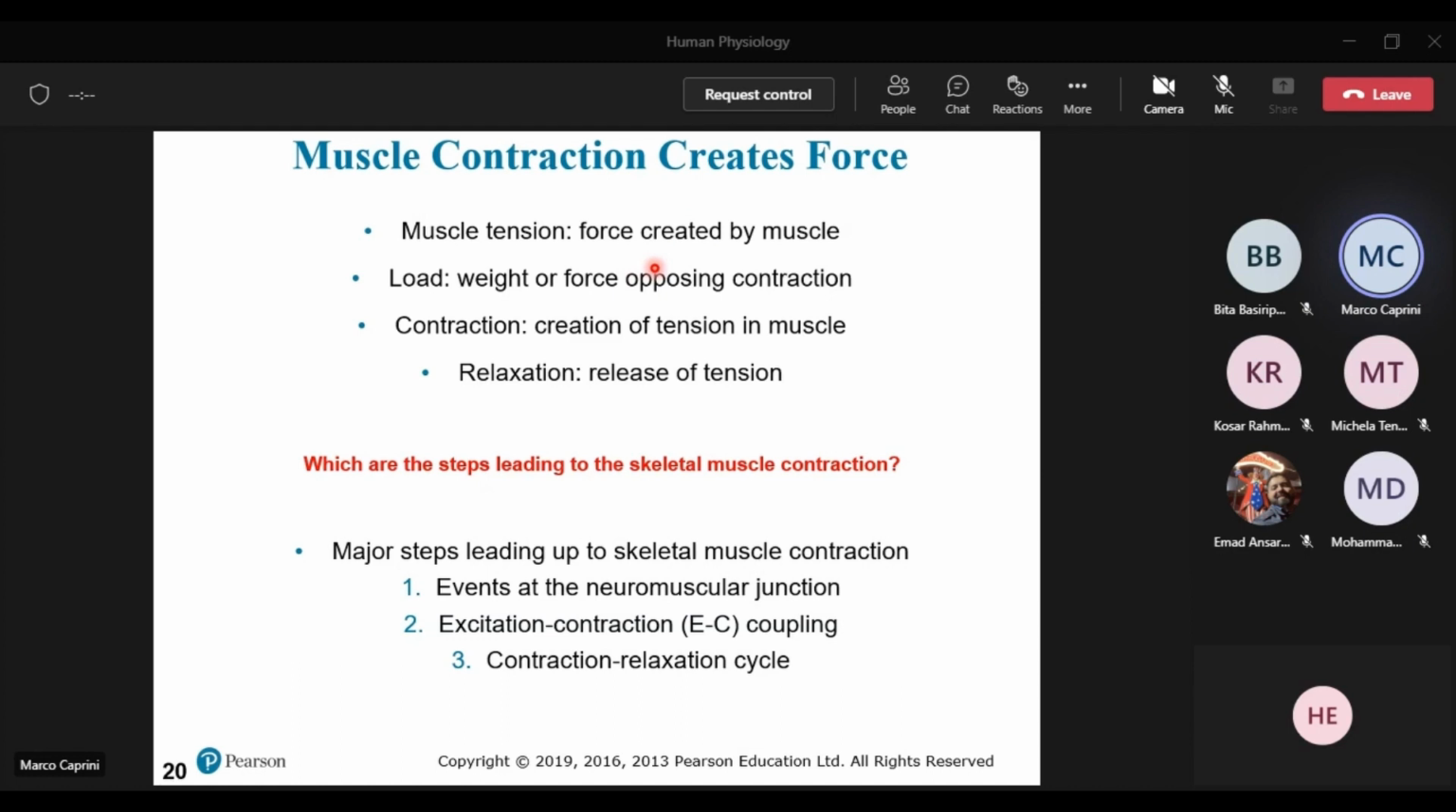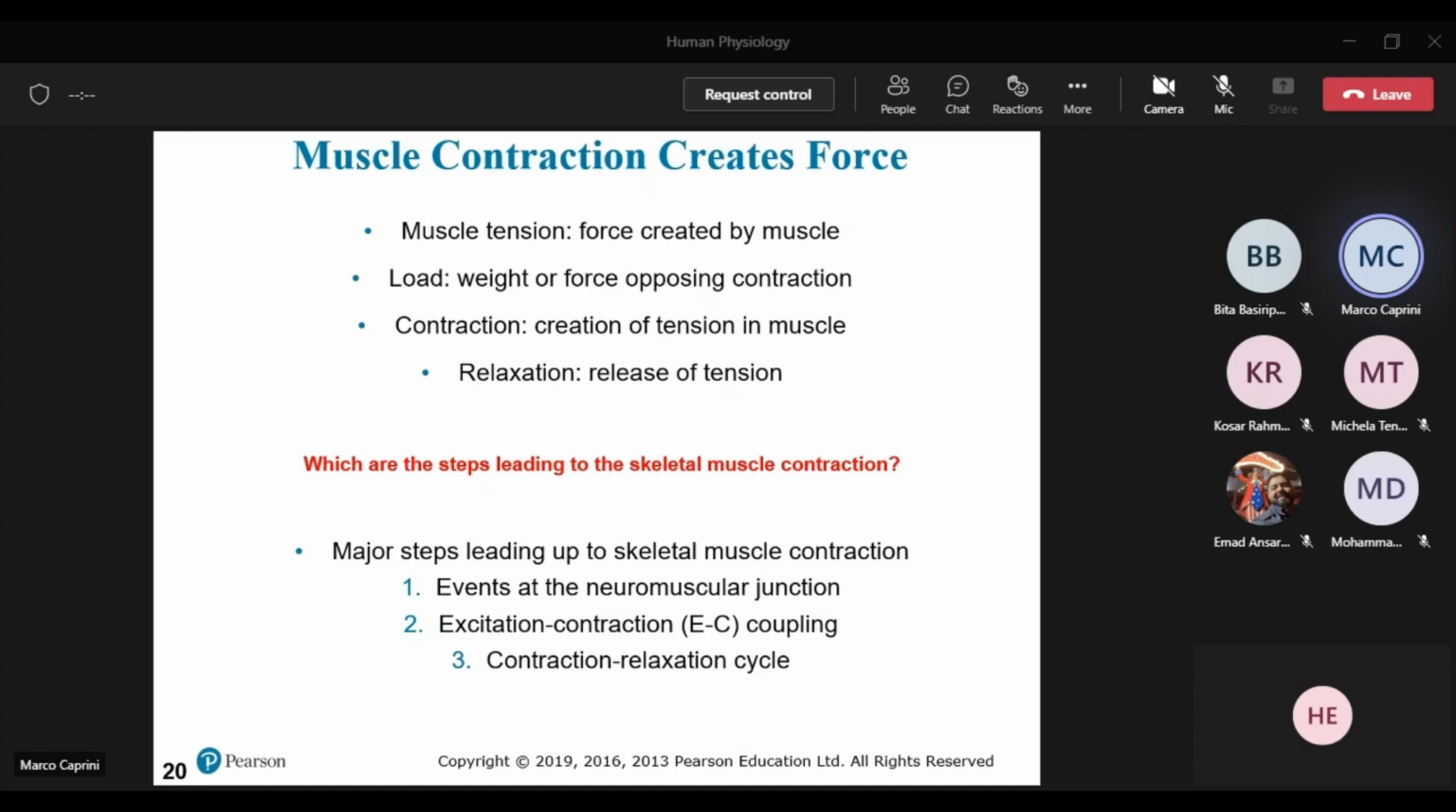In one case, the force that I have created moves the shopping bag. In the other case, I just resist the load of the shopping bag. I can try to move the wall and create a force, but I cannot move the wall, okay? So a force, a tension, is always created. In muscle physiology, this created force is called tension, okay?